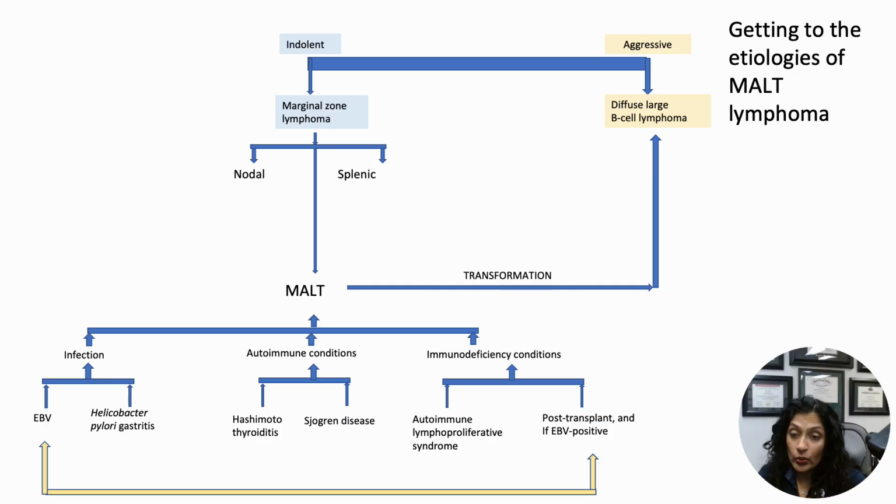We also know the different causes of chronic inflammation that might increase the risk of MALT lymphomas. And this has allowed us to drill down on the different etiologies that contribute to this entity. These can include infections, autoimmune conditions, and immunodeficiency conditions. Notice that EBV infection shows up in 2 different categories, under infection as well as in the post-transplant immunodeficient area.